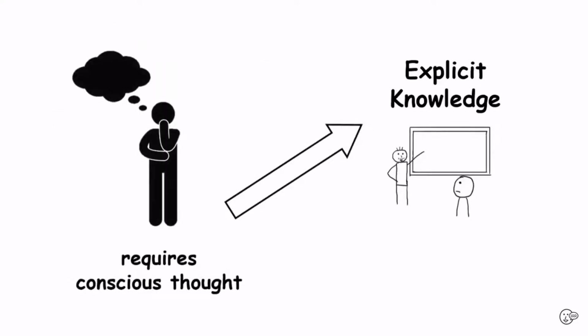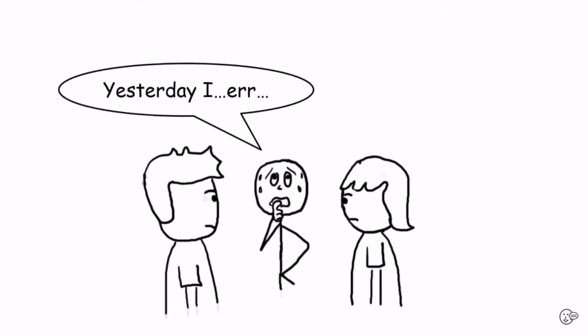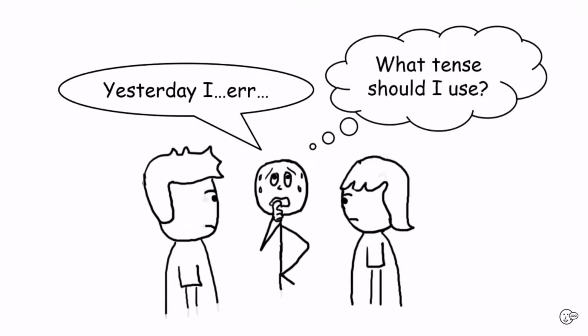Accessing explicit knowledge requires conscious thought. You have to think about the knowledge in order to use it. This means that if you want to speak English properly, you have to think about English. You have to think about whether to use the past tense or something else. You have to think about how to form a sentence properly. But that's impossible because when you speak, there's no time to think about any of that.